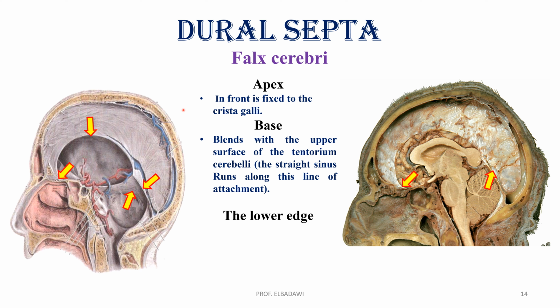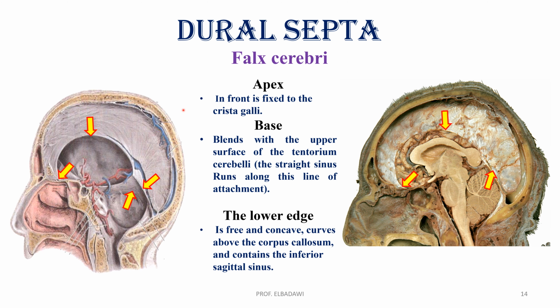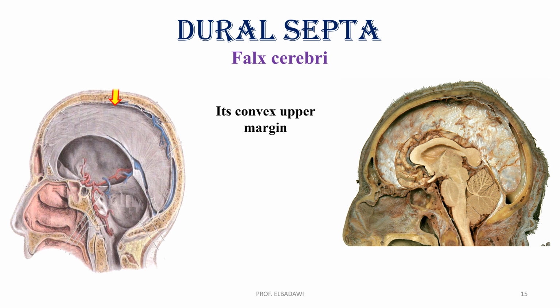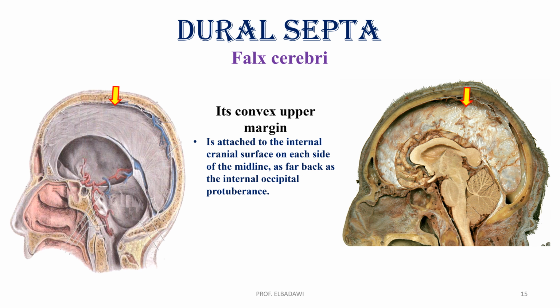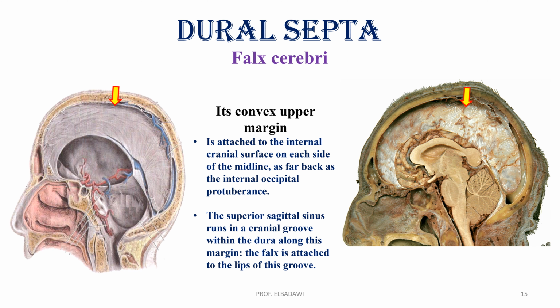The lower edge arches over the corpus callosum here. So this is the lower edge here, arching over the corpus callosum. It is a free border. This one is an attached border, and the base also is an attached border. This one is a free border. Its convex upper border, as we said, is attached to the internal cranial surface on each side of the midline, as far back as the internal occipital protuberance. The superior sagittal sinus lies in that cranial groove.